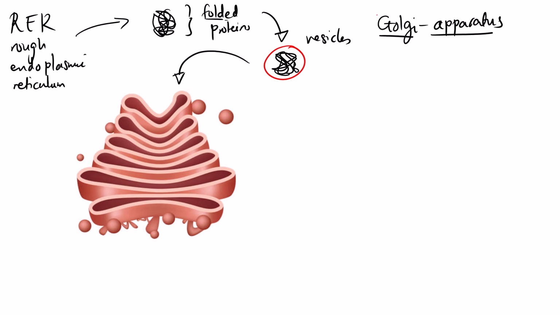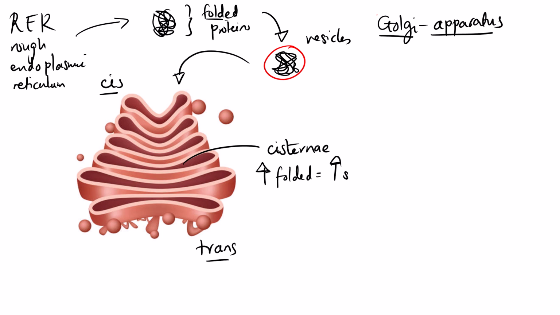Now, let's annotate on the Golgi apparatus. We've got the cis face over here, and underneath we've got the trans face. And these inner foldings are called cisternae. The cisternae are these sacs increasing in size as it goes from top to bottom, and the increased folding allows for increased surface area, and so on and so forth.